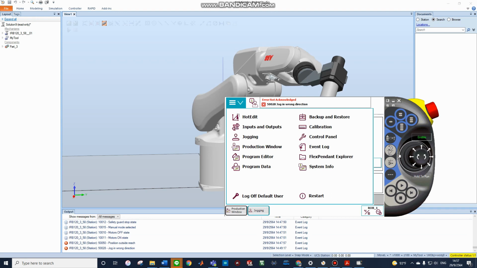Okay, the basic program operation has manual reduced speed, enable device; manual full speed, enable device and hold to run; automatic. The stepwise operation is stop and recovering, override speed 25%. About jogging the robot.